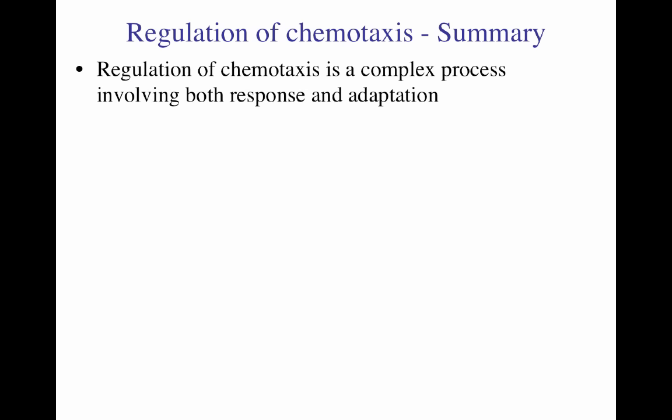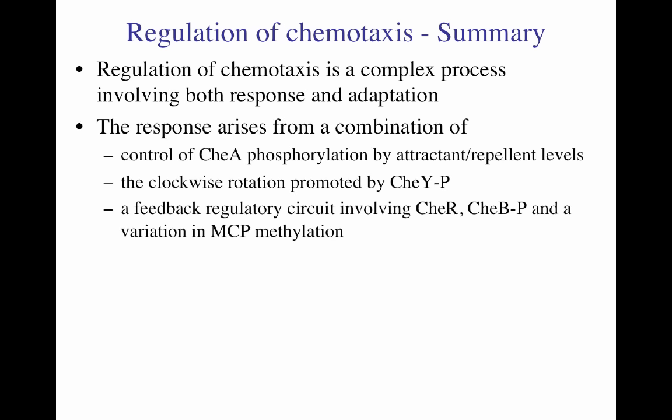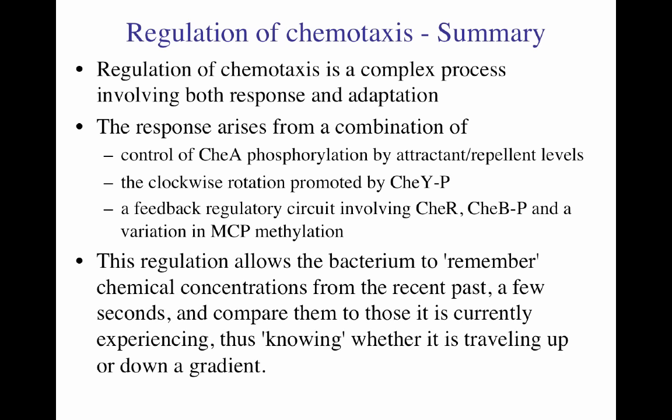So regulation of chemotaxis is complex and involves a response and an adaptation to that response. The response arises from the combination of, A, the control of CheA phosphorylation by the attractant or the repellent levels; the control of the rotation of the flagellum exerted by the CheY phosphate; and the feedback regulatory circuit involving the CheR, CheB phosphate, and the variation of the methylation amount on the MCP. This regulation then allows the bacteria to remember a chemical concentration from the recent past, from a few seconds, for example, and be able to compare it to that which it is currently experiencing and then, quote-unquote, know whether it is traveling up or down a gradient of an attractant or a repellent.